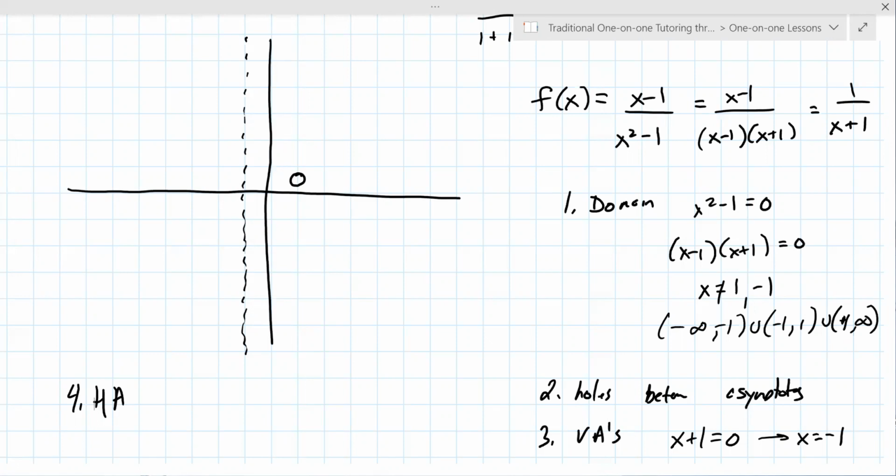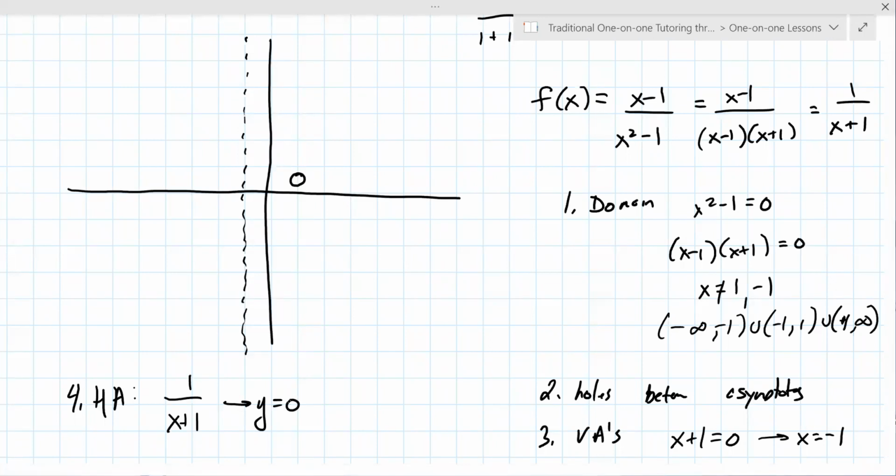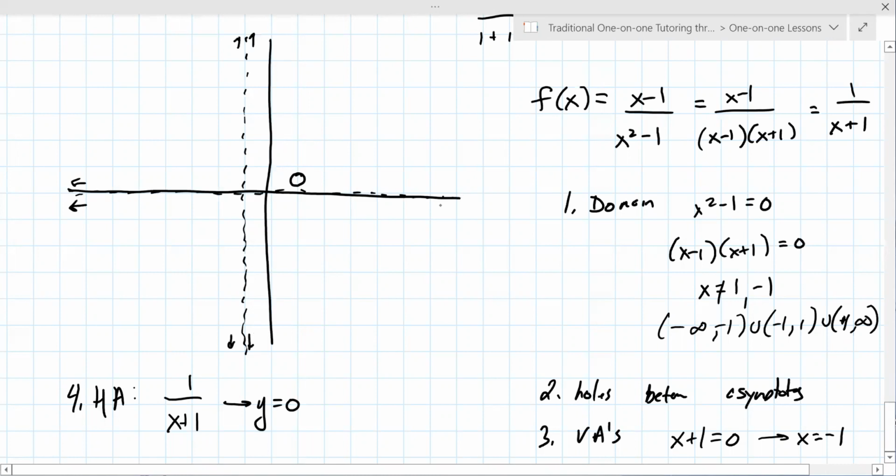Okay. Horizontal asymptotes. For horizontal asymptotes, you want to use the reduced form. You're looking at the 1 over x plus 1. This is that case number 1 where the degree of the numerator is less than the degree of the denominator. So this is y equals 0. Do you remember us talking about that the other day? Yeah. Okay, so again, another dashed horizontal line, put some arrows.